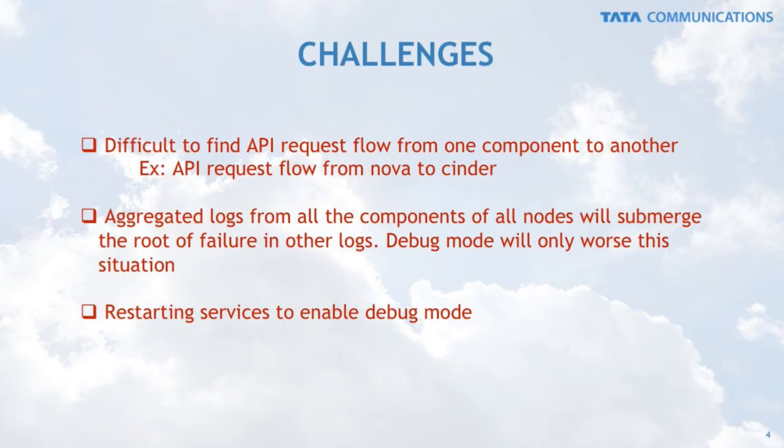And the next one is, when you talk about aggregated logs from all the components of all the nodes, the gap between the real condition that you have and the error message can grow significantly because everything is happening at the same time. And if you have enabled the debug mode for doing this, a lot of things will be filled up between these two, which is going to worsen your situation to find the root of failure. The last one is that restarting the services to enable and disable debug mode in a production environment is going to be a challenging task because you don't know which services you have to enable and then disable, right?